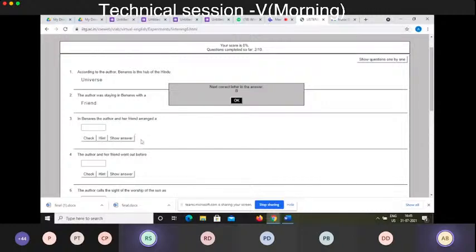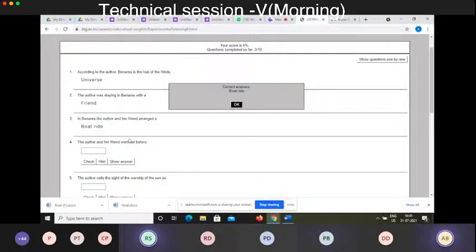What's the answer? Who can give the answer? Sir, Brahman. Okay, I'm showing the answer. It's not Brahman. The correct answer: they arranged a boat. It starts with the letter B.